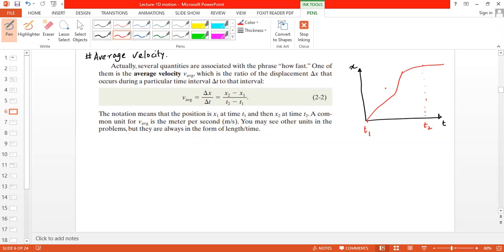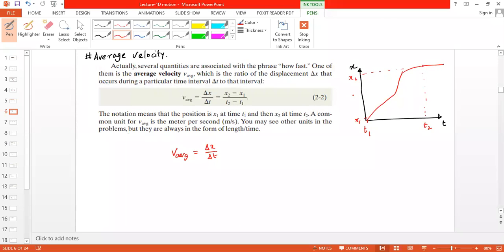Average speed is basically defined as the ratio of distance traveled by an object and the time. For example, at time t1 the position of the object was x1, and at time t2 the position of the object is x2. Then the average speed is defined as v average equals delta x over delta t. Delta x is basically x2 minus x1.